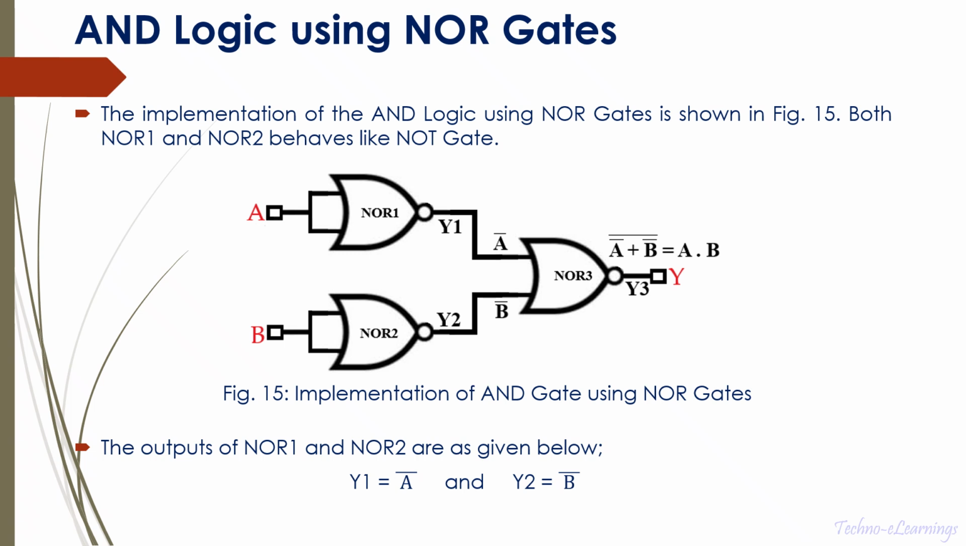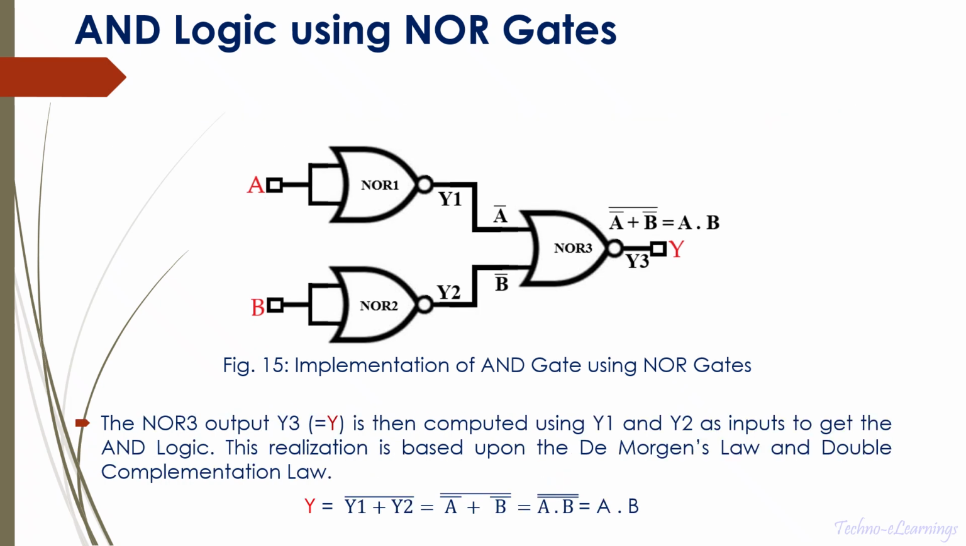AND logic using NOR gates. The implementation of the AND logic using NOR gates is shown in figure 15. Both NOR1 and NOR2 behave like NOT gates. The outputs of NOR1 and NOR2 are as given below: Y1 equals A bar and Y2 equals B bar. The NOR3 output Y3, which is same as Y, is then computed using Y1 and Y2 as inputs to get the AND logic. This realization is based upon De Morgan's law and the double complementation law. Here Y equals (Y1 plus Y2) bar equals (A bar plus B bar) bar equals (A dot B) double bar, which equals A dot B.